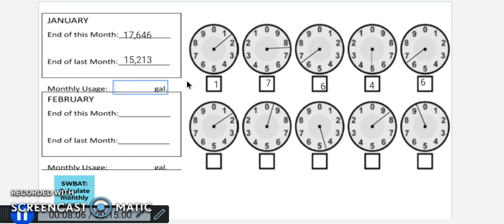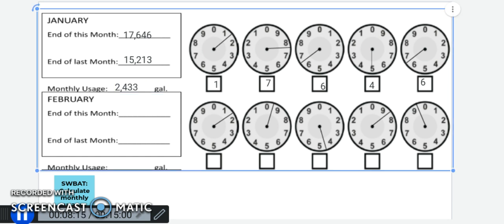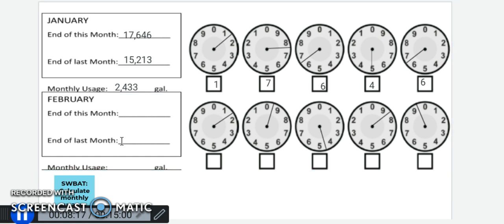On the next page, you just got one more to do, so go ahead and do that. All right, go on to your work. For May's meter, I got 33,571, and when I subtracted my April reading, 28,742, I got a monthly usage of 4,829.